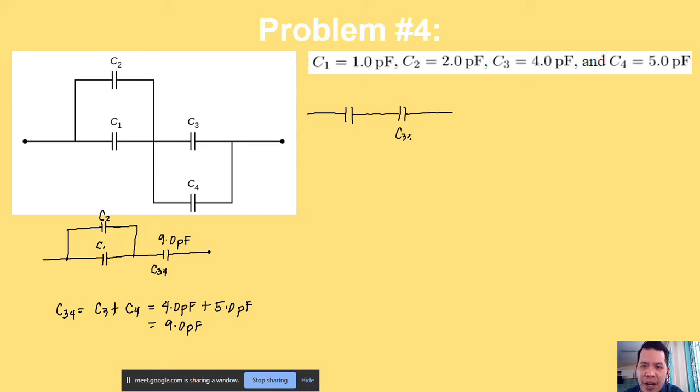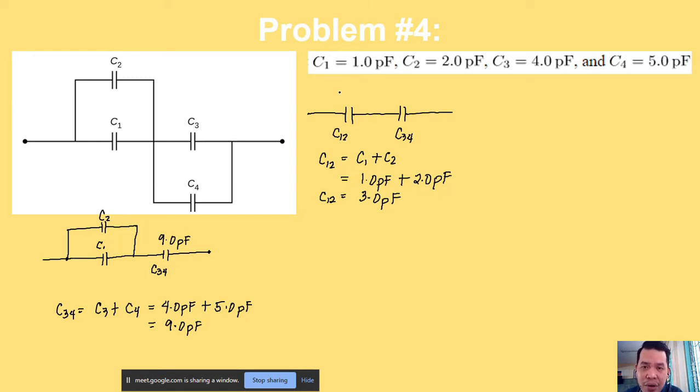Ito po kanina si C sub 34 at ito na ang bagong C sub 1, 2. So, for us to solve the C sub 1, 2, since they are connected in parallel, i-add lang po natin sila. So, C sub 1 plus C sub 2. Substitution po tayo, C sub 1, that's 1.0 picofarad, plus, ang C sub 2 natin is 2.0 picofarad. So, si C sub 1, 2 now becomes 1 plus 2, it's 3.0 picofarad.